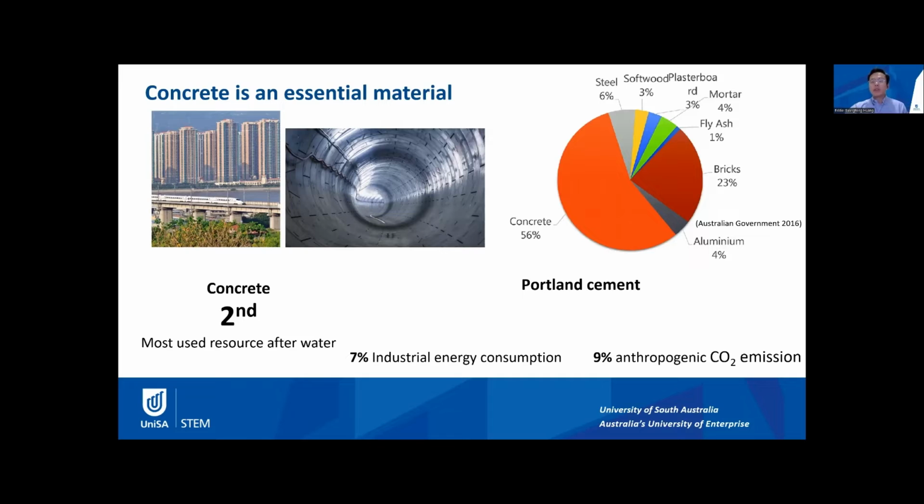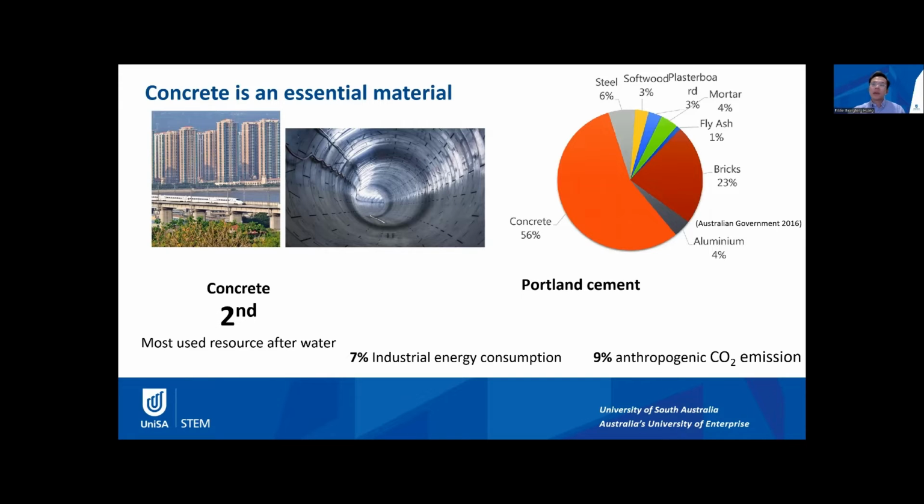Concrete is an essential material we need to house people and to build roads, bridges, and tunnels. Based on previous studies, concrete makes up more than 50% of building material in Australia. Concrete is therefore the second most used material on Earth, and Portland cement is the basic binding material for concrete.